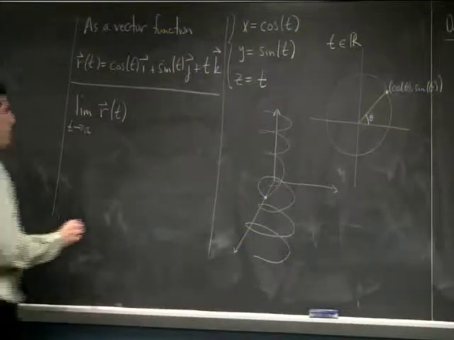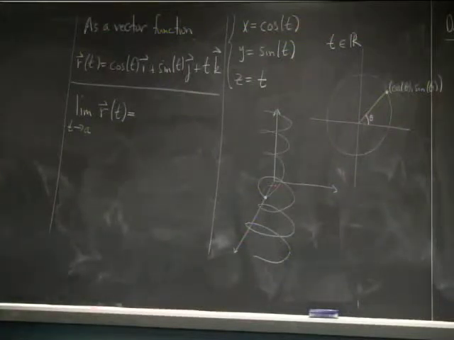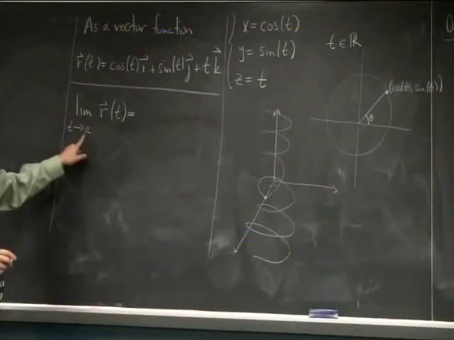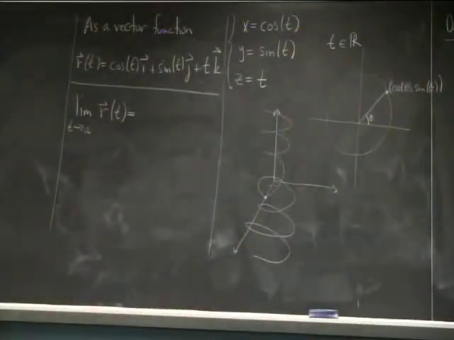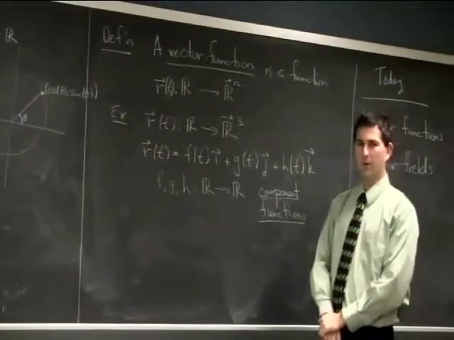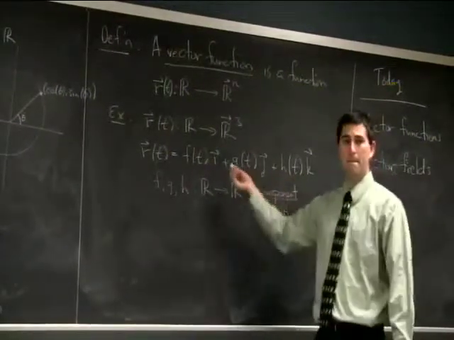Well, there's kind of an obvious thing to do. Remember, our limit is of r of t, and r of t we know we can always write in terms of its component functions. So what would be a natural thing to do when you're taking the limit as t goes to a of r of t, given this interpretation of r of t?